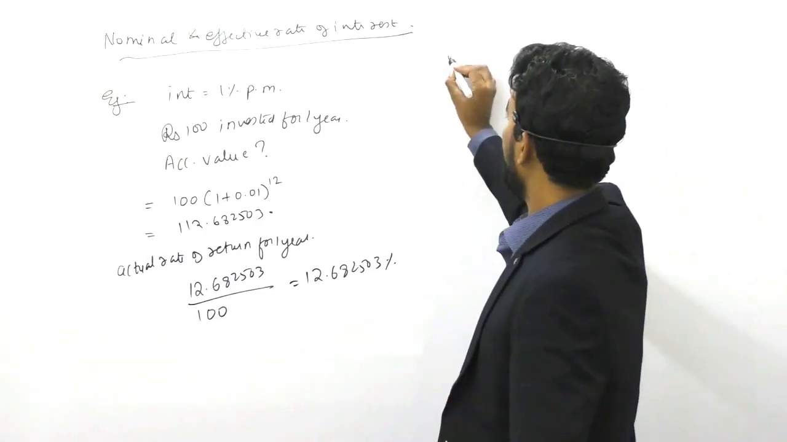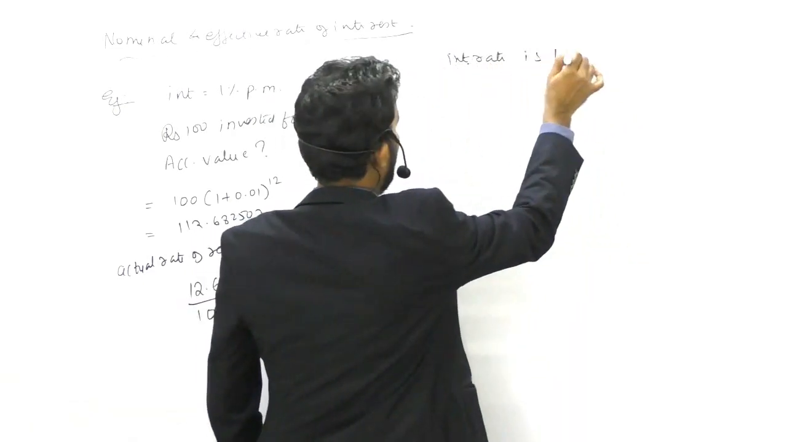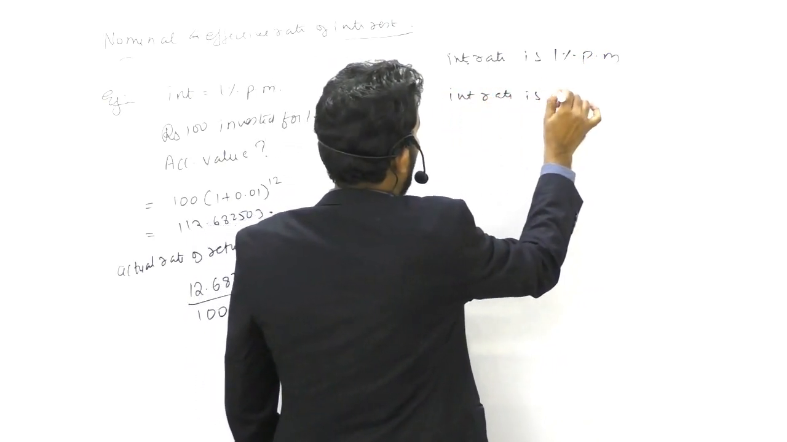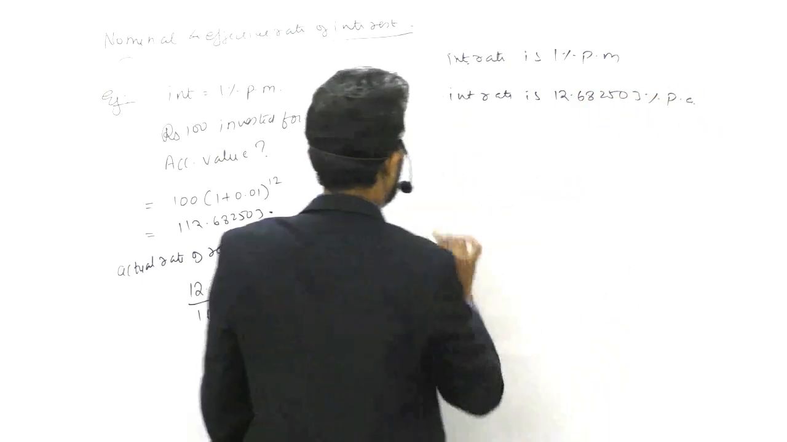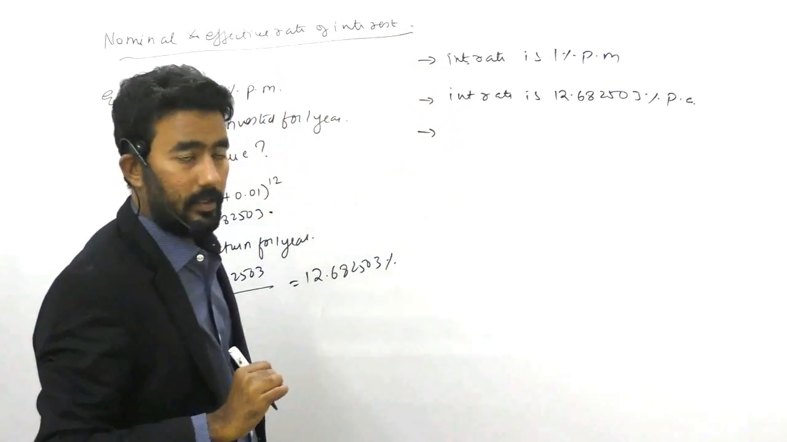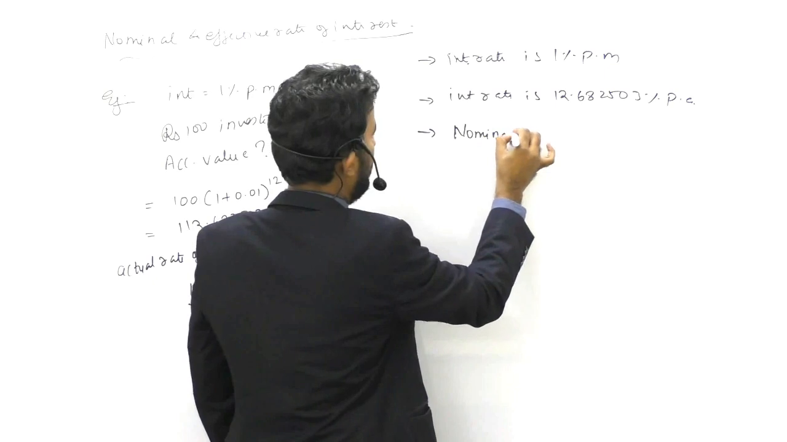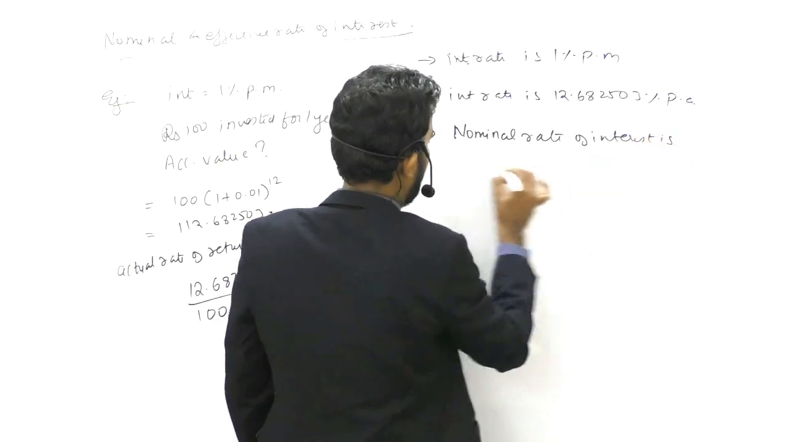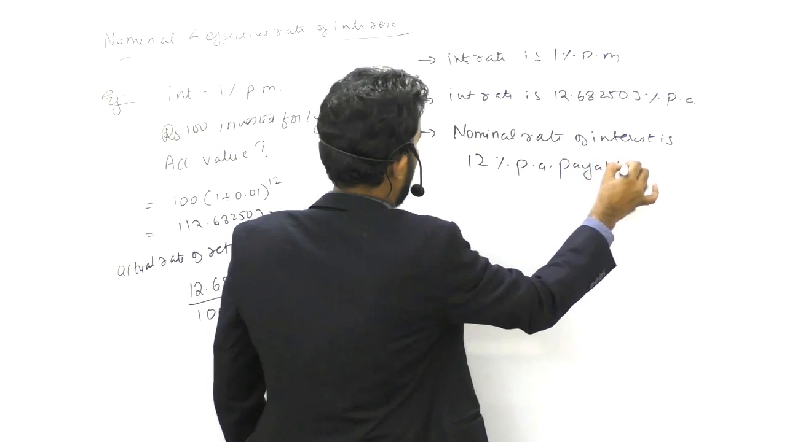So the interest rate is 1% per month. The interest rate is 12.682503% per annum. This is statement number 1. This is statement number 2. I'll write one more statement, so look at it very carefully what I'm writing. Nominal rate of interest is 12% per annum payable monthly.